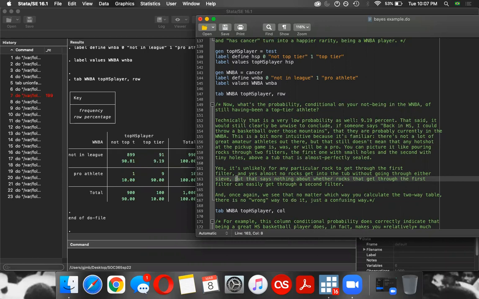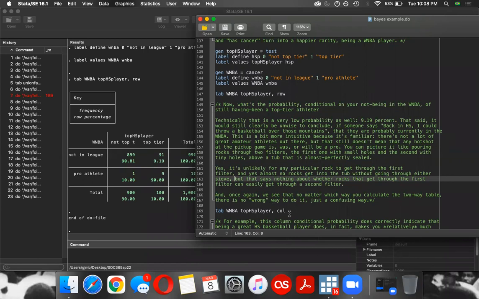But sorry, I was writing really badly here. So yes, almost no rocks get into the tub without going through either sieve. But that says nothing about whether rocks that get through the first filter can easily get through the second filter. So to make that analogy clear, it is improbable for someone to be a good high school athlete. And yes, almost no pro players were bad or mediocre athletes in high school. But that still doesn't mean that just because someone was a good athlete in high school, they're going to be a pro athlete. So analogously, just because it's rare to have a positive cancer test when you don't have cancer, that really does not mean that you probably have cancer just because of that.